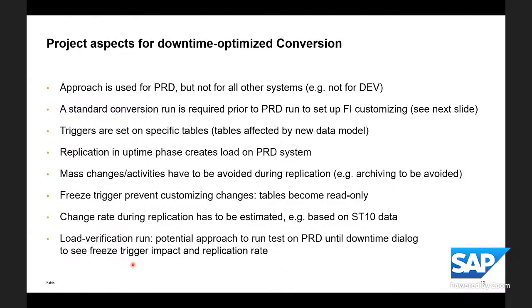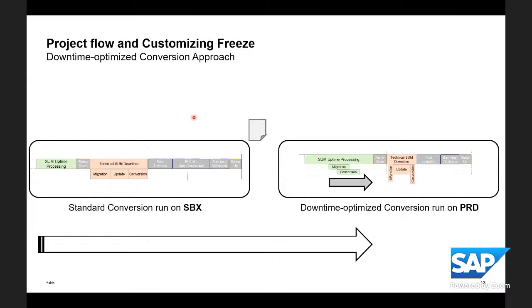And this is a lively discussion. Some customers say we will never do this. It's impacting our productive system, and other customers that did this approach have said, of course we have done this. We have to run the downtime optimized conversion anyhow. We would like to see before the actual conversion run whether there's any impact. So now the question, why do I need a standard conversion run prior to the downtime optimized conversion run?